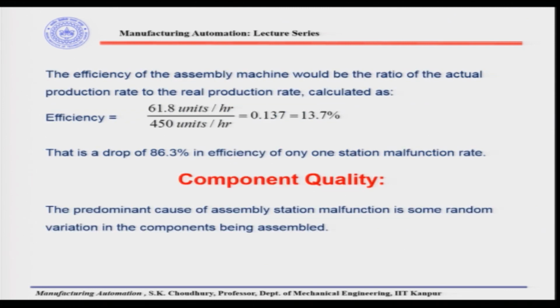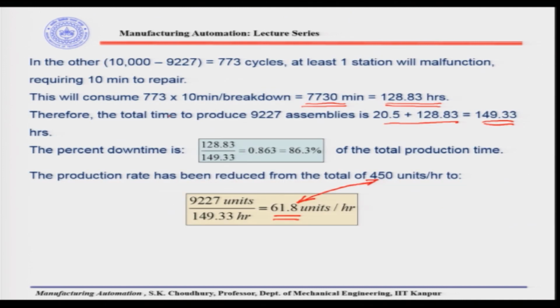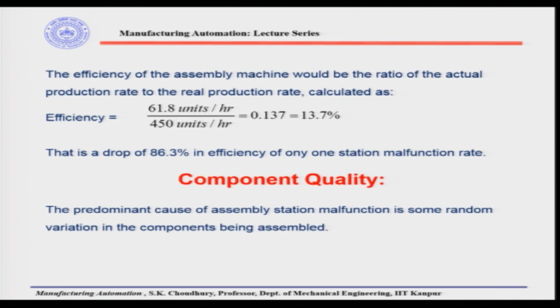So, therefore, the efficiency of the assembly machine would be the ratio of the actual production rate to the ideal production rate, and that can be calculated as 61.8 divided by 450 units per hour. So, this is 13.7% efficiency. Just imagine that 86.3% drop in the efficiency from only one station malfunction.